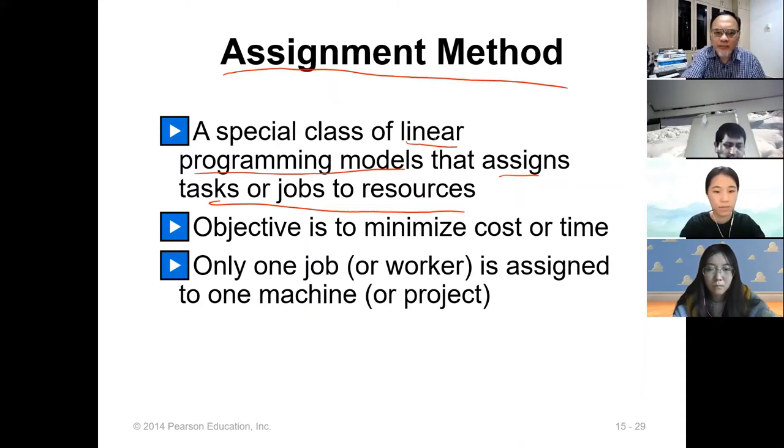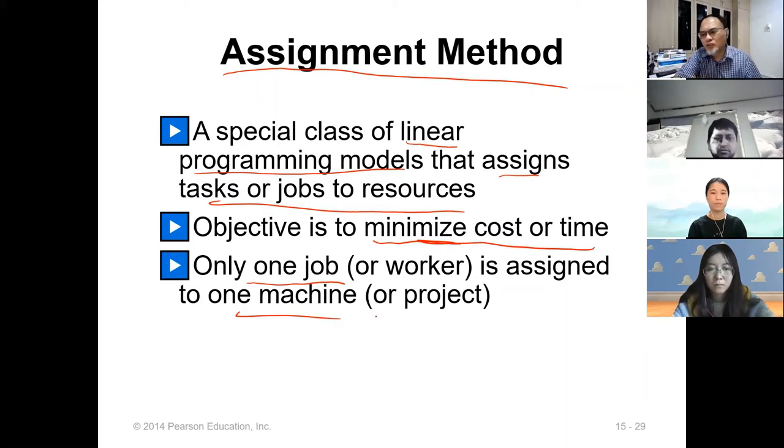So this is an LP model, linear programming. The idea is, can I assign jobs to resources? Jobs, resources, okay? And you want to minimize cost or time. So we have two factors: cost and or time, either one. In the assignment method, the assumption is that you can only assign one job to one machine. And the problem that you have is that you only have, for example, machines and you have jobs that are coming in.